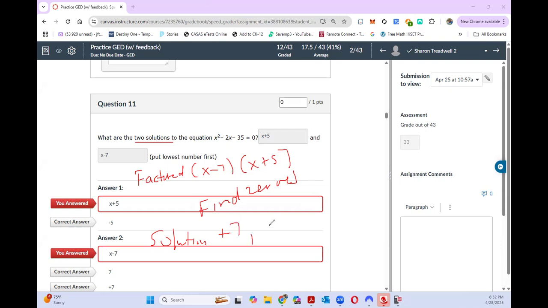The opposite of plus 5 is what? It's minus 5. It says put the lowest number first. So you're supposed to put -5 right there, and then you're supposed to put plus 7 right there. So remember what you just did. You factored it. The reason why we factor is because that's the easiest way to solve a quadratic equation. But remember, the second part of that is finding the zeros. Got it?